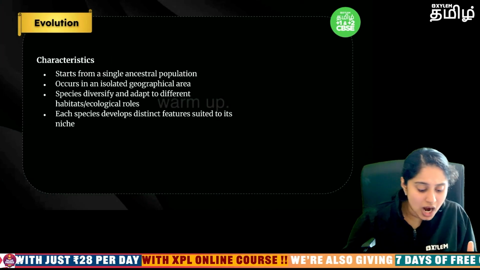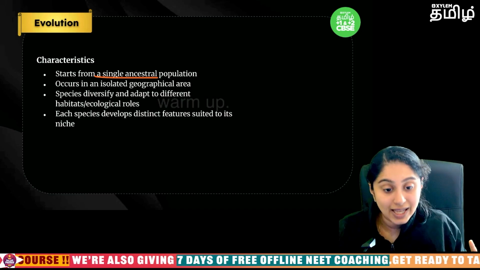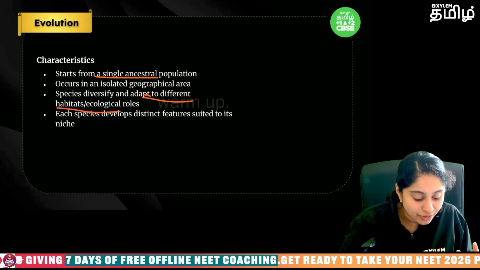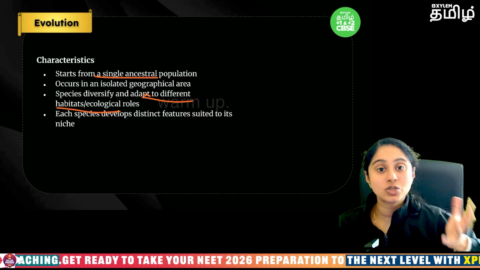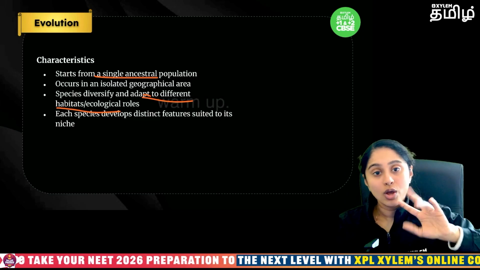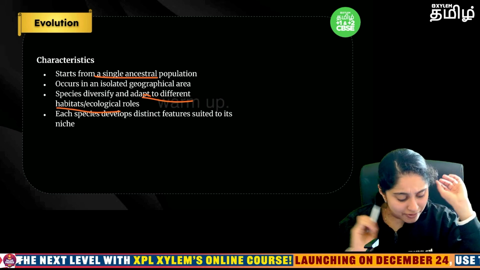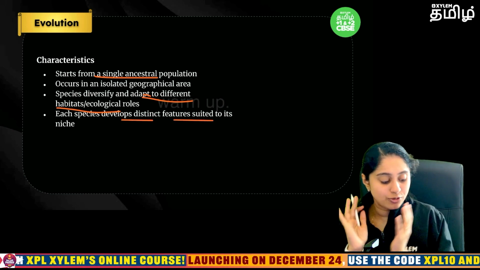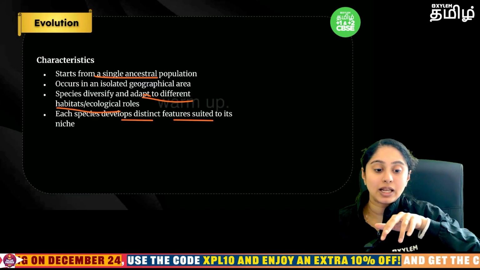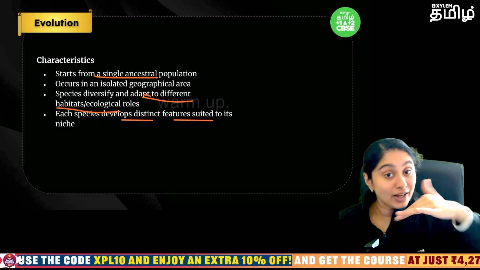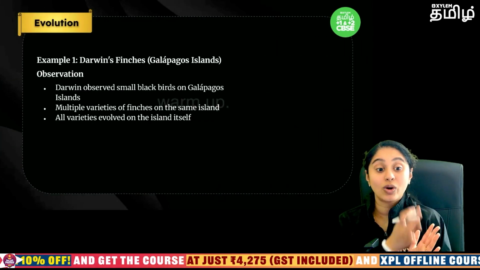Okay, so it starts from a single ancestral population, but within the same geographical area, they adapt to different habitats and different ecological roles. Okay, meaning what? In the same hotel menu, masala dosa or puri, that's all. So every species has distinct features that are suited for that particular niche. So masala dosa people cannot digest puri. Puri people cannot digest masala dosa. So I will change myself to a puri person so that I can only have that.